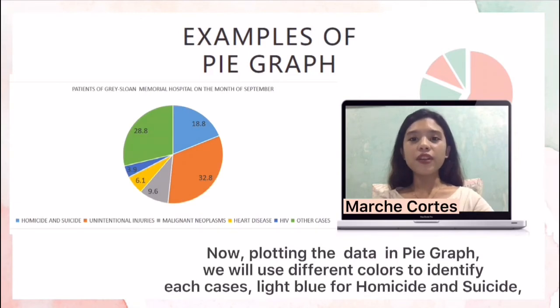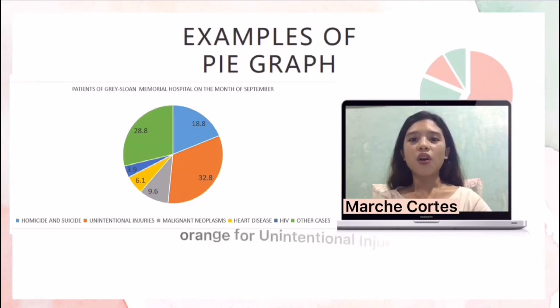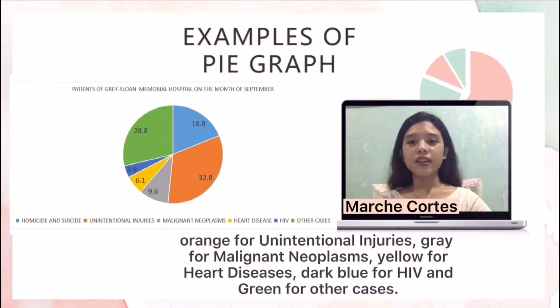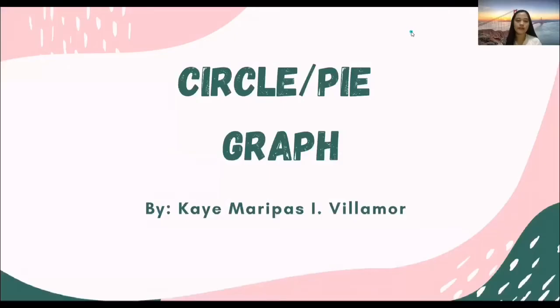We will use different colors to identify each case. Light blue for homicide and suicide, orange for unintentional injuries, gray for malignant neoplasms, yellow for heart diseases, dark blue for HIV, and green for other cases. Application of circle or pie graph in real-life situation.